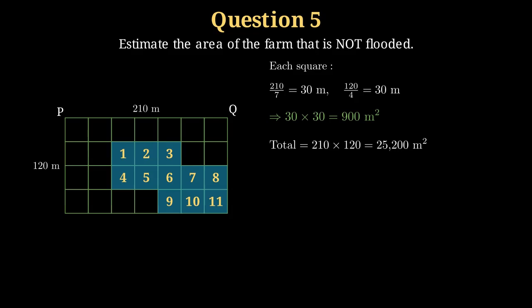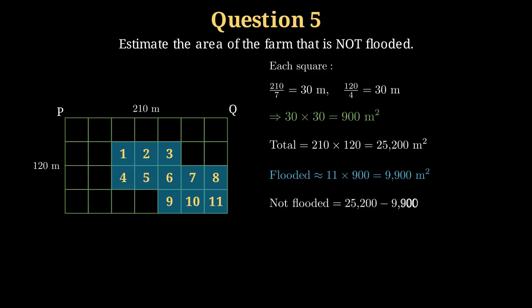Now we estimate the flooded part by counting the squares it covers, counting a square when it is at least half covered. 1, 2, 3, 4, 5, 6, 7, 8, 9, 10, 11. About 11 squares are flooded. So the flooded area is about 11 times 900, which is 9,900 square metres.